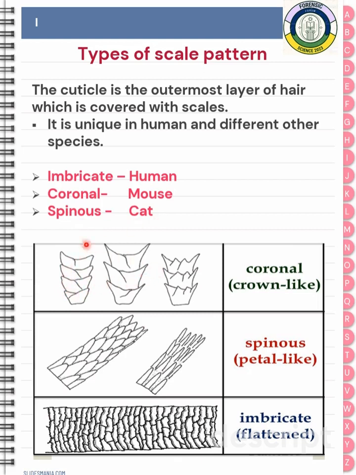Coronal is the shape of a crown. A crown-like embedded structure seen in the hair is called coronal. A crown-like structure of scales is called coronal. When petal-like structures are found on the surface of the cuticle, this pattern is called spinous, and this is the pattern of the imbricate seen in humans.